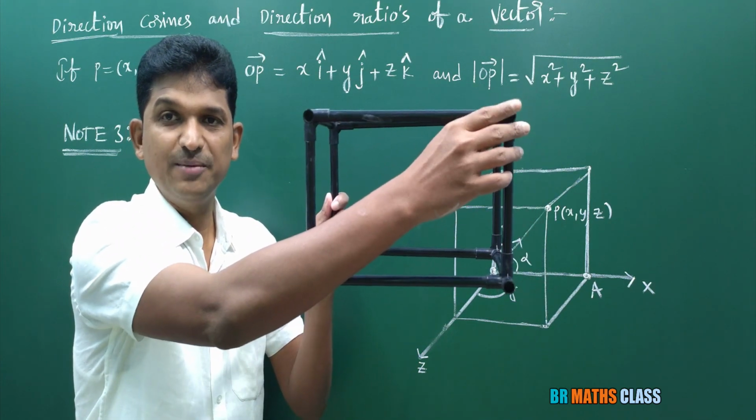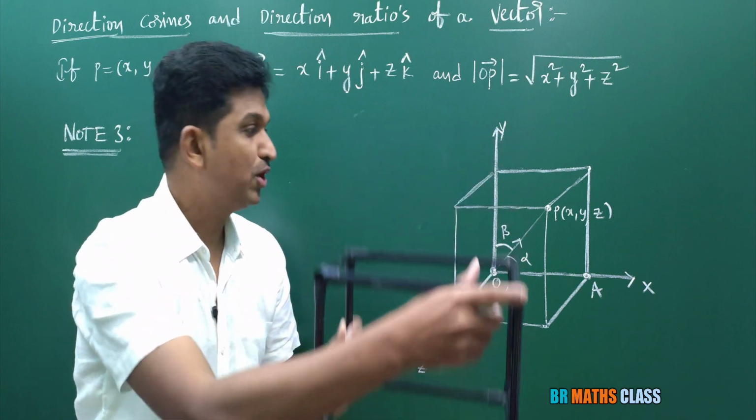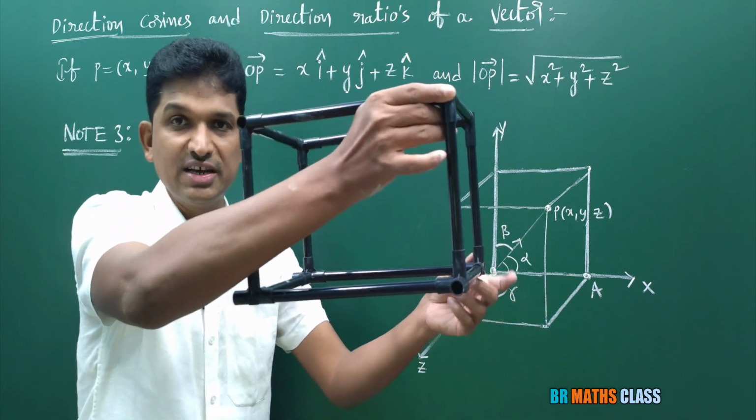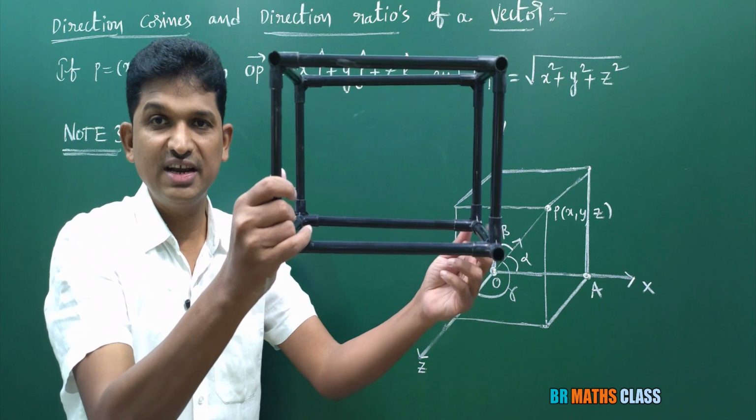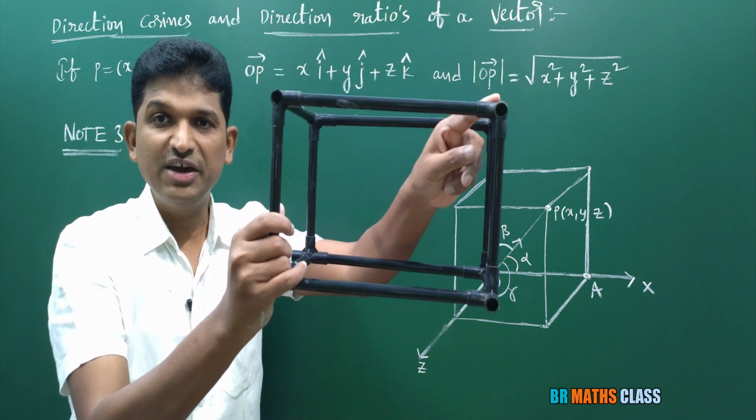This is point P. Where is point A? Point A is on the x-axis. Look here, this is point A. I hope you are understanding. This is point A, x. This is x comma y comma z.